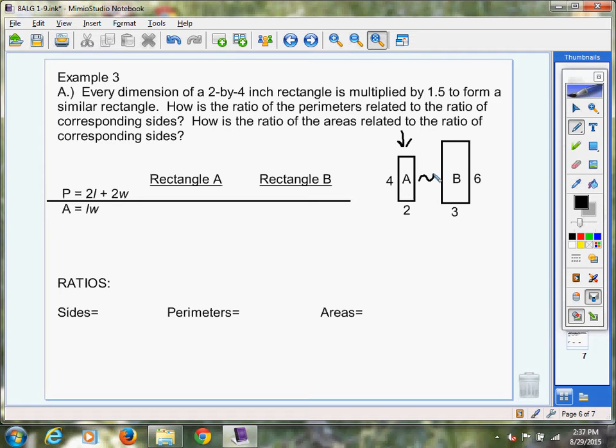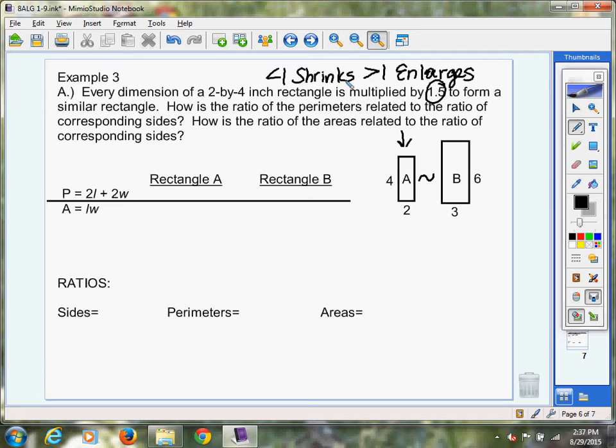So if you multiply by a number that's greater than 1, that's going to give you a figure that's bigger. So any number bigger than 1 is going to enlarge the figure, okay? So greater than 1 enlarges, less than 1 shrinks, okay? In this case, because we are multiplying by 1.5, that's bigger than 1, so rectangle A becomes rectangle B. B is larger, it's enlarged, okay?